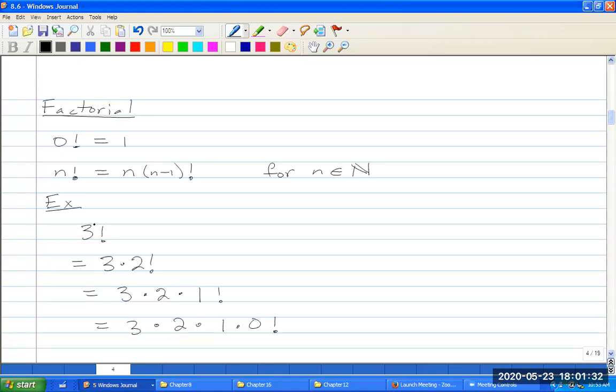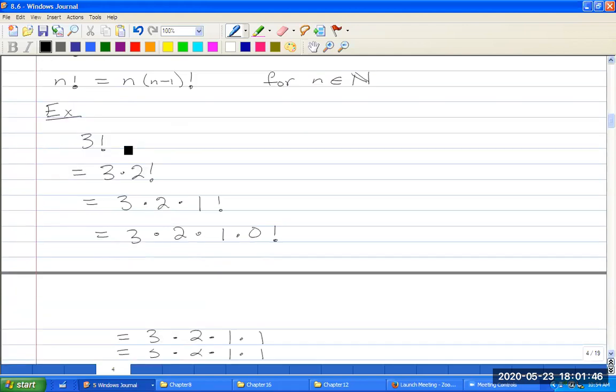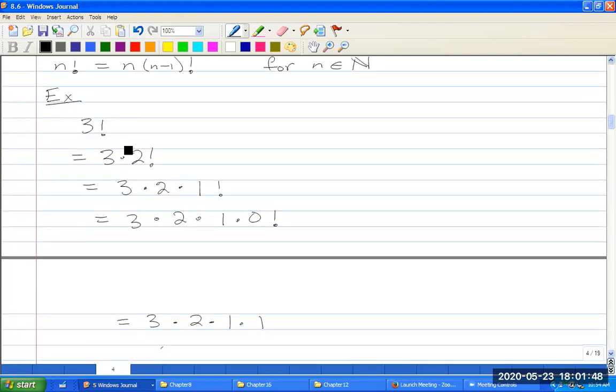So 3 times 2 factorial. 2 factorial is 2 times 1 factorial. 1 factorial is 1 times 0 factorial, but 0 factorial is 1. And so now we just have numbers: 3 times 2 times 1, which is 6.